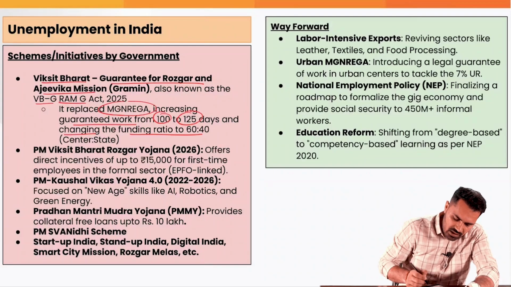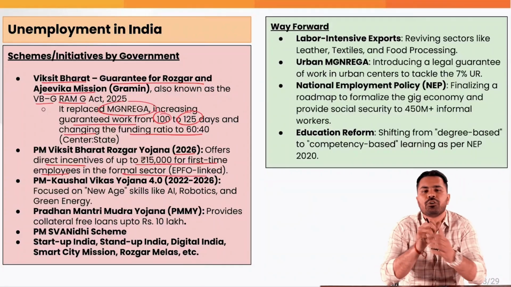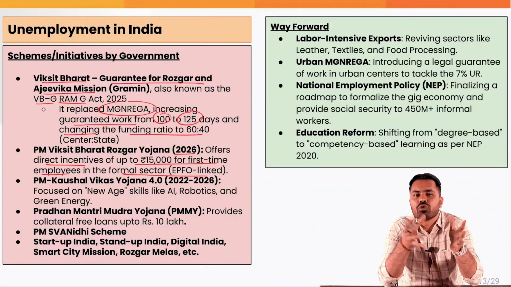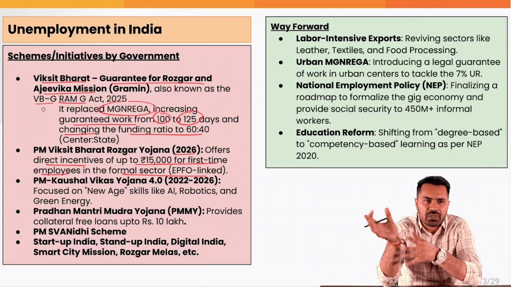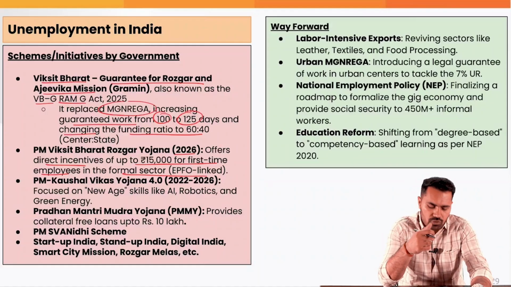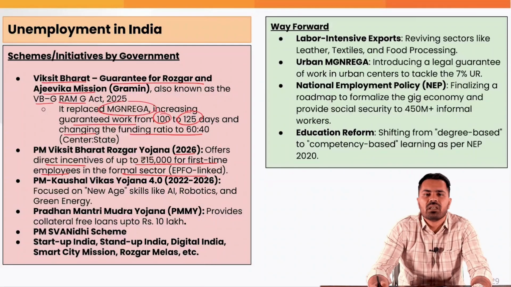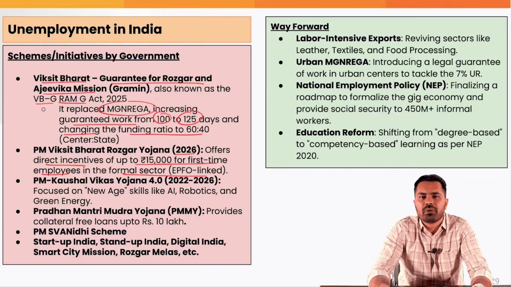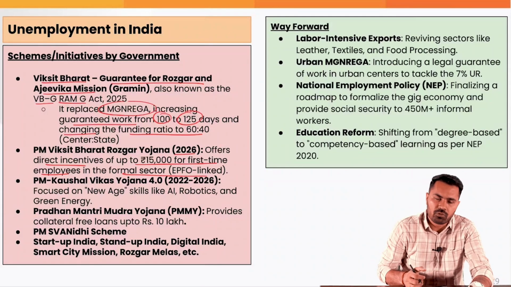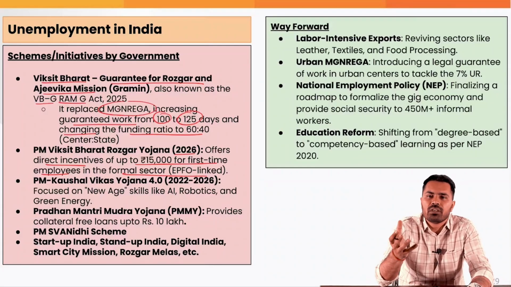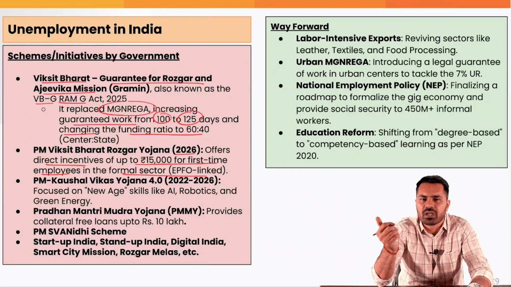Apart from it, what else? PM Viksit Bharat Rozgar Yojana 2026 offers a direct incentive up to 15,000 for first time employees in the formal sector, which is linked to EPFO. Basically, it promotes formal kind of jobs. If somebody is employing a person, the government gives the employer 15,000 as a contribution from the government side. It incentivizes people to join formal work. Formal work will be known if their account is linked to EPFO, Employee Provident Fund accounts.